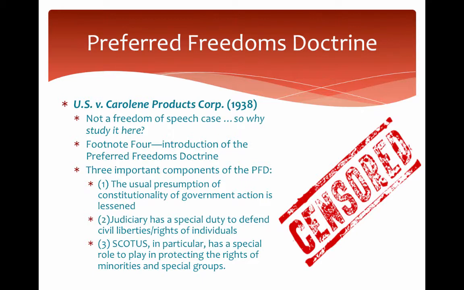So in this case, we have a completely separate case, but we have this footnote, and it gives us three important components of this doctrine. So what this means is that this is how the court is going to look at these preferred freedoms, of which free speech is one. So first, the usual presumption of constitutionality of government action is lessened. When government acts, the presumption that it is entitled to when the act is challenged in court is that the act is constitutional. So if someone sues the state of Michigan for enforcing a law about speech and they go to a federal court, the state enjoys a certain presumption that what they do is constitutional.